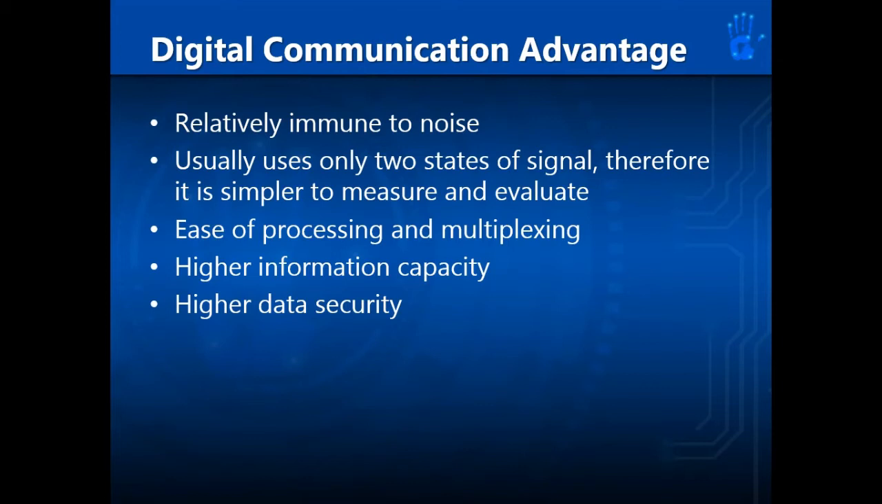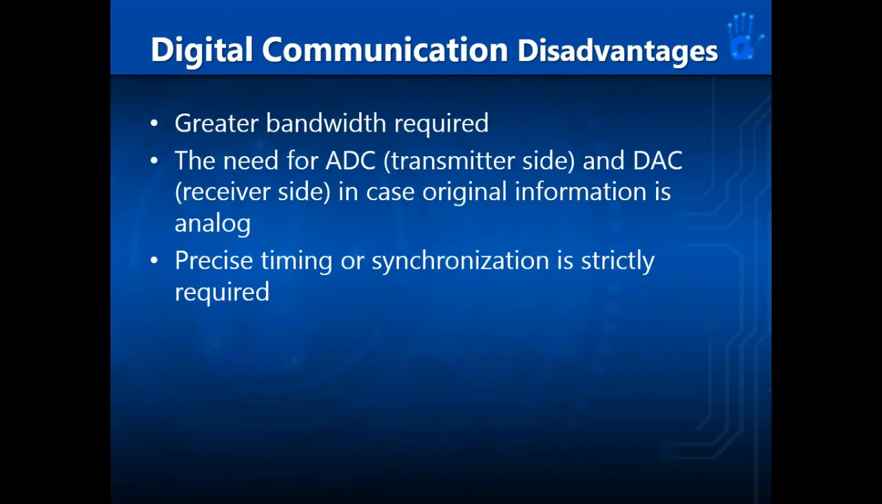Now that we've seen the advantages, let's take a look at the disadvantages. It requires greater bandwidth. There is a need for ADC, or analog to digital circuits, on the transmitter side and a digital to analog circuit on the receiver side. This is in case the original information is analog to begin with. Next, precise timing or synchronization is strictly required.